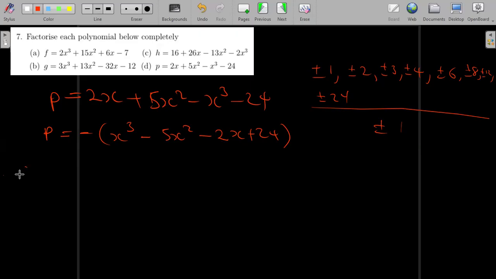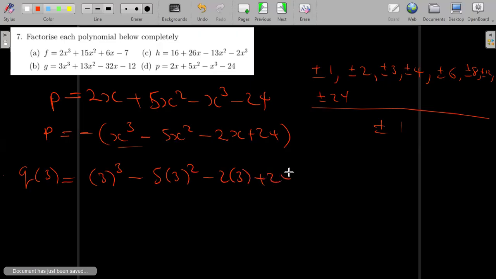So in short, my function, I'll write it in terms of q now. Say 3. So what is q? q is what's inside here, which is 3. So I said 3 here is what I'm going to try. Minus 5 times 3 squared, minus 2 times 3, plus 24. And that gives me 27 here.